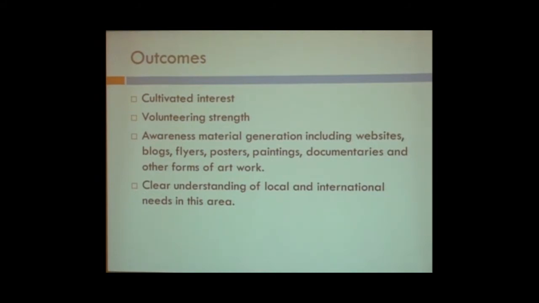The volunteering strength, you know, we see, as Dr. Johnny said, that students get really interested in this and they have all of these grand ideas that we would love to have the opportunity to currently put in place, but unfortunately we don't.